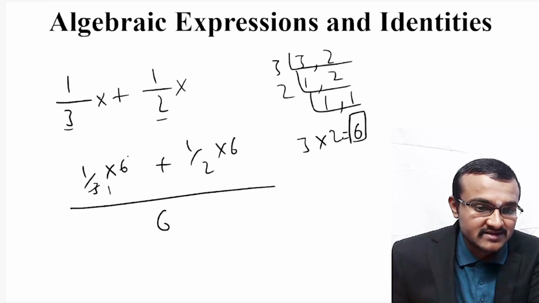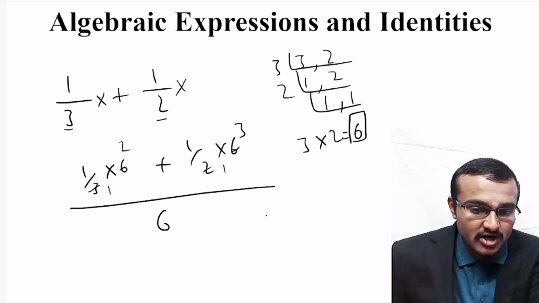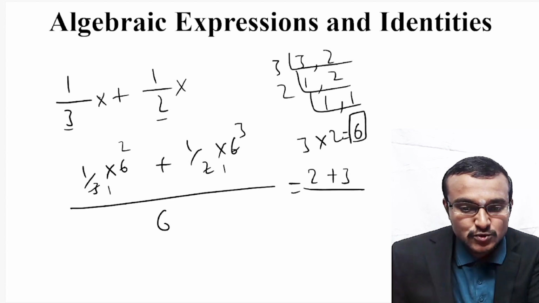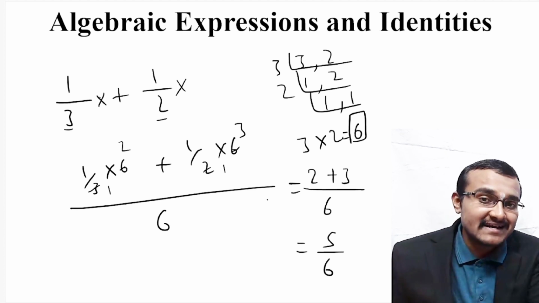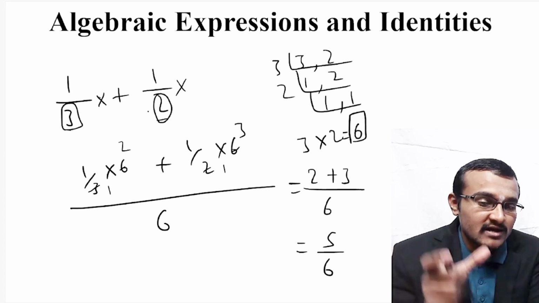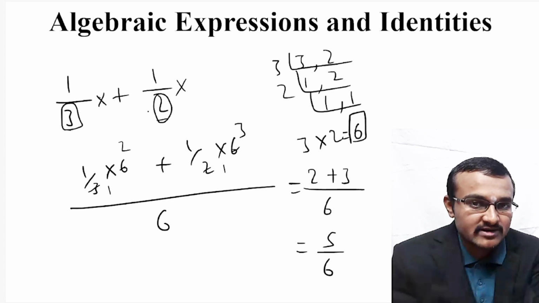Here 3 ones are 3, 3 twos are 6. Here 2 ones are 2, 2 threes are 6. So here you got 2 in the first place, and after plus you are getting 3. So 2 plus 3 divided by 6, it is actually 5 by 6. So whenever you are adding two fractions, you should take the LCM of the denominators, multiply that LCM with both the terms, and the whole thing should be divided by the LCM as well.